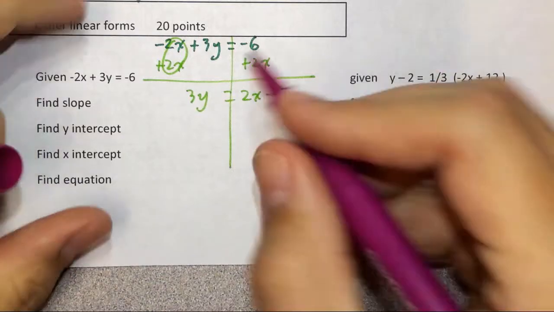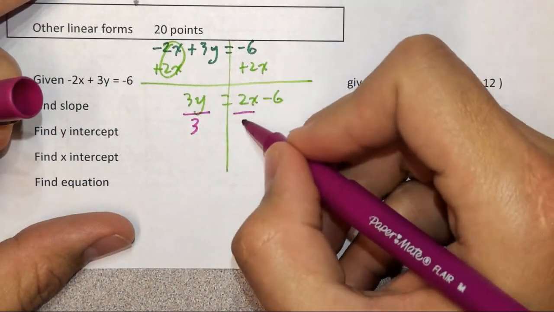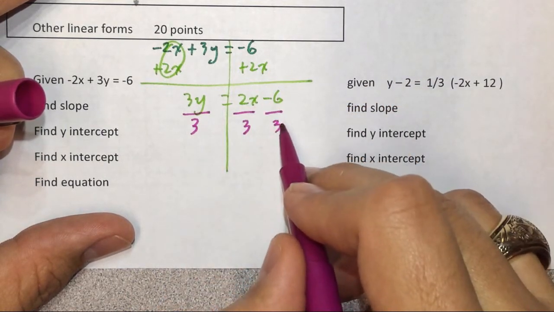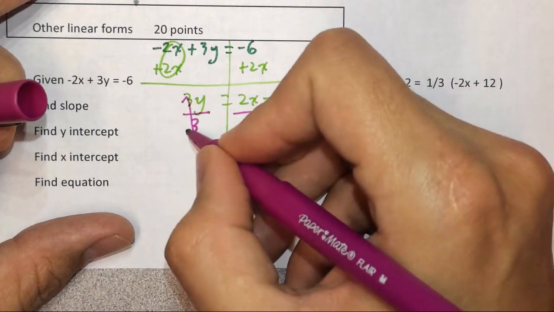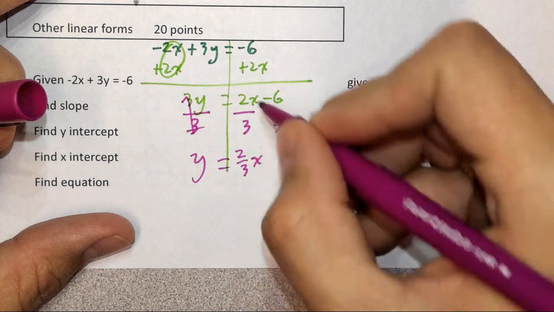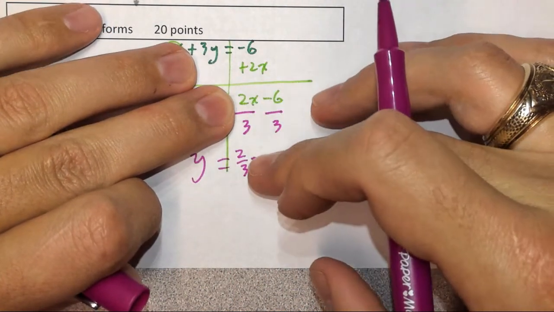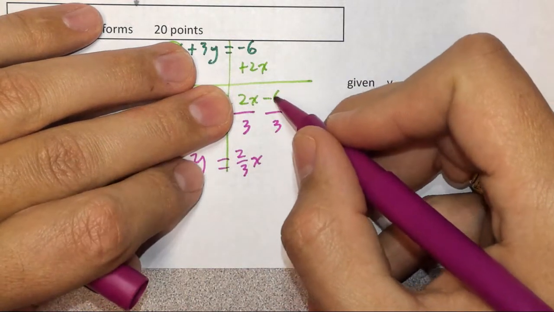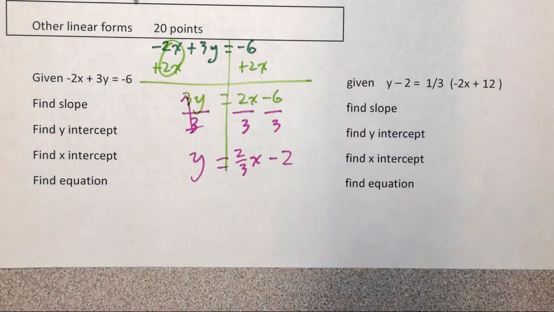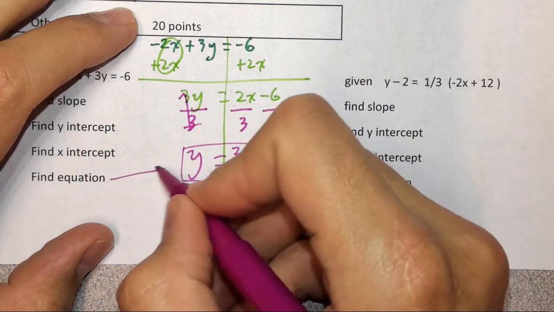Then what we're going to do is divide this by 3. Divide this by 3, divide this by 3. Make sure you divide each one by 3. So this cancels there. 2 over 3x. We can plug that in the calculator with alpha y equals, or we can just see that that's a fraction. And this negative 6 divided by 3 would be negative 2. There's my equation. Right here, this is my equation.